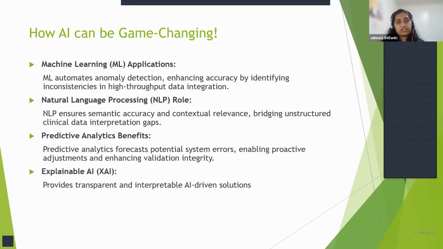AI brings new power to this validation problem with middleware. Machine learning, the NLPs, the predictive analysis, all of these, they foresee failures even before they happen. So this is transforming validation into a smarter and more proactive process.